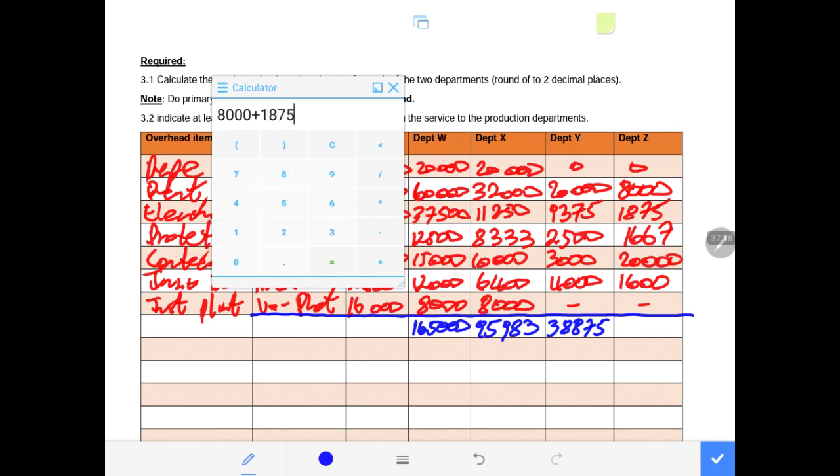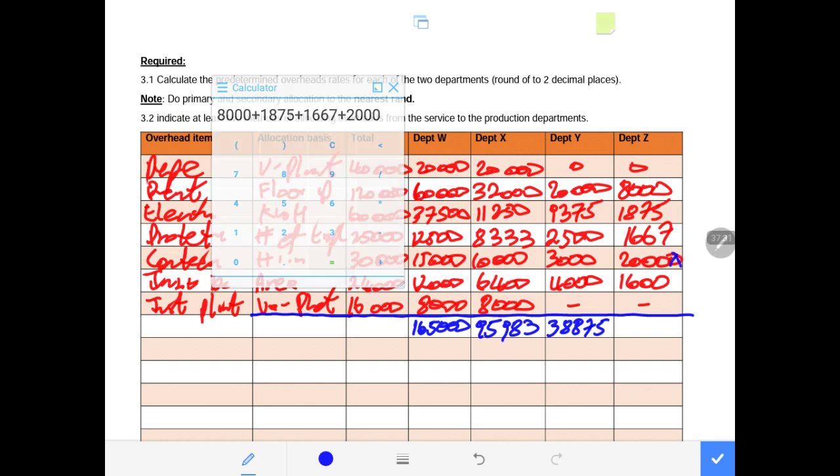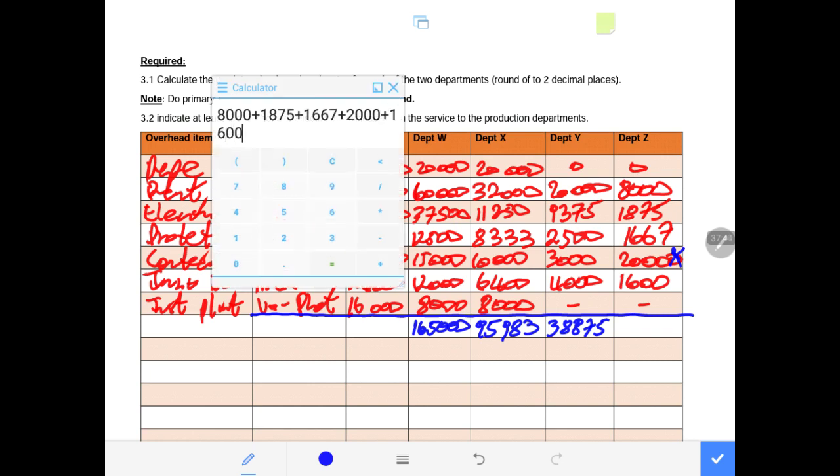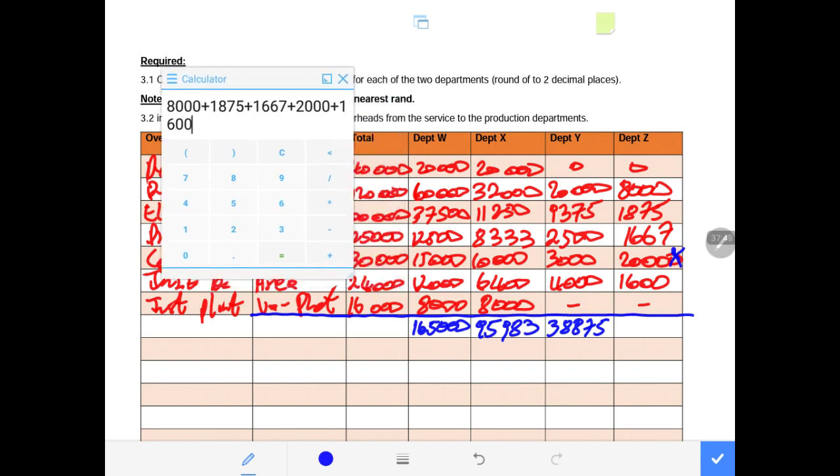Last one is 8,000 plus 1,875 plus 1,667 plus 2,000. No, that is 2,000, not 20,000. I remember that one. It is 2,000. I hope you have identified. Obviously, brilliant students always identify this because you are brilliant as you are listening. Now 2,000 plus 1,600. So this will be the last service department that we are adding.